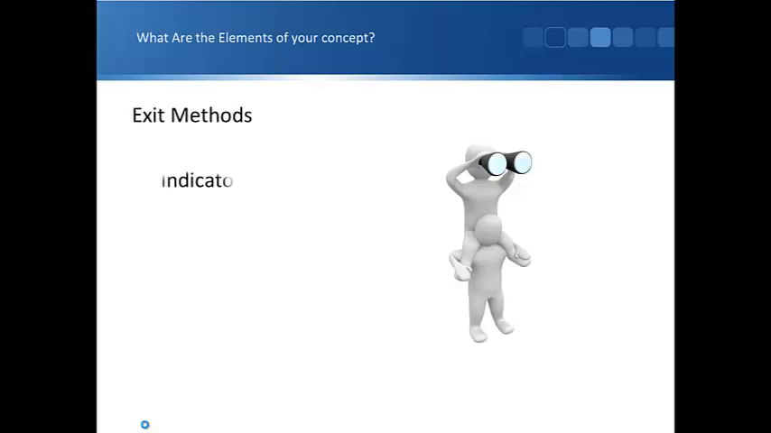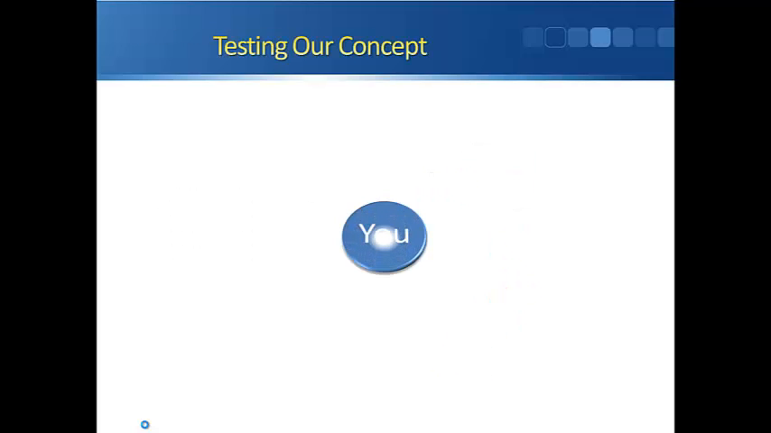The exit methods we've just spoken about are indicator-based, time-based and profit-based. Testing our concept means that we need to, as we mentioned last week, and I'm going through this quickly because I want to get to the charts and take you through the process I went through: what market are we going to look at? What time frame?